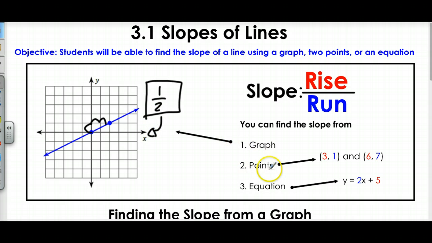Another way to do it is the points. If you have 2 points, you can find the slope. You can either just use the slope formula, which I will give to you today, or you can graph them and find the slope that way. And finally, an equation. If you remember y equals mx plus b, this is called slope-intercept form. Here's your slope, here's your intercept. We'll talk more about that, and that is another way to find slope.